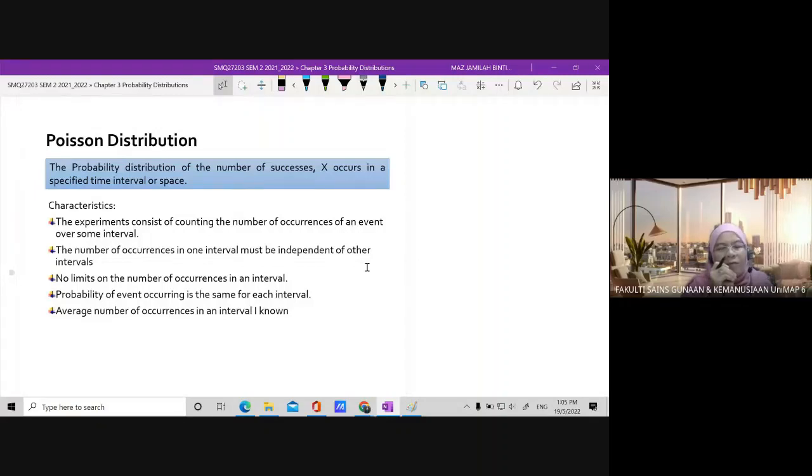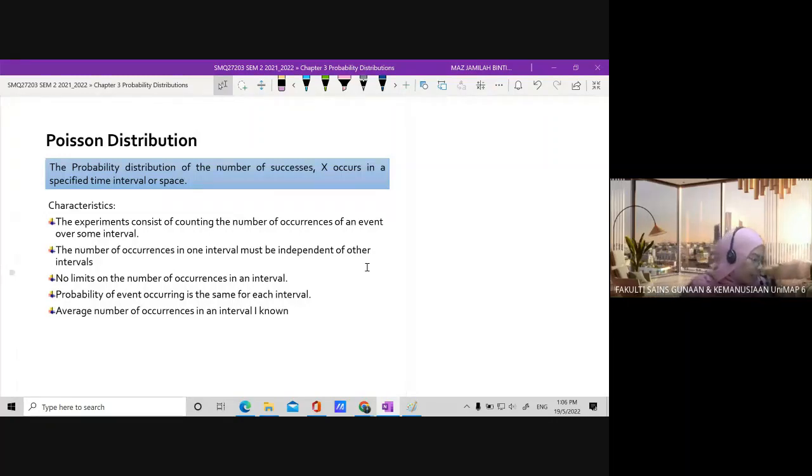So what are the characteristics of this Poisson distribution or Poisson experiment? First, the experiment consists of counting the number of occurrences of an event over some interval. For example, if you are talking about a 1 kilometer plus highway, let's say the experiment is counting the holes. How many holes in 1 kilometer plus of highway, somewhere in the northern area? In that case, we are talking about a Poisson experiment. You are still counting the number of holes, and the number of holes is considered the number of successes, but it happened in a certain interval, which is 1 kilometer plus of highway.